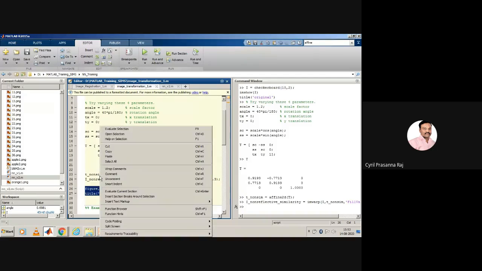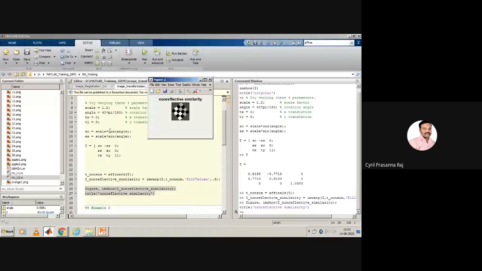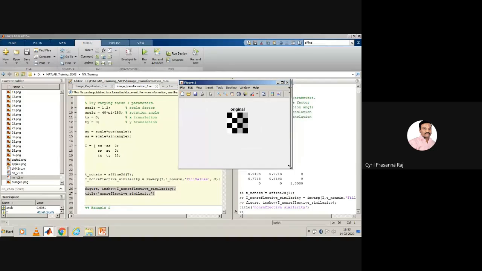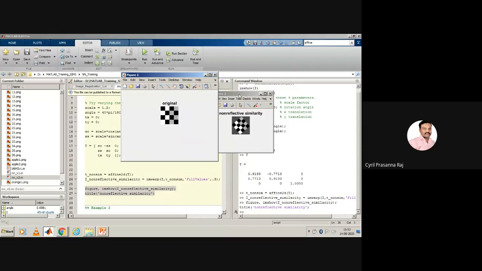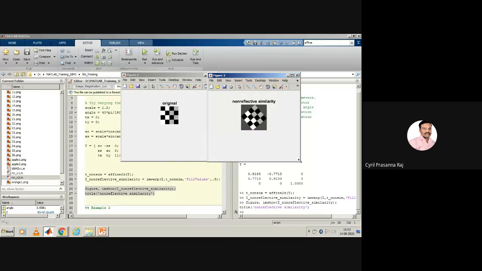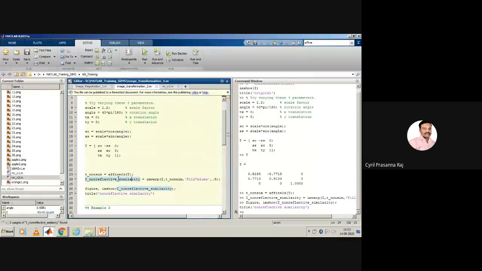Then if you try to display the image, the image that we had originally generated was, what is this original image? This original image has now been rotated by an angle of 40 degrees in the anti-clockwise direction, and that rotation of an image is carried out by using these simple functions. So we are using a function called affine transform and imwarp.